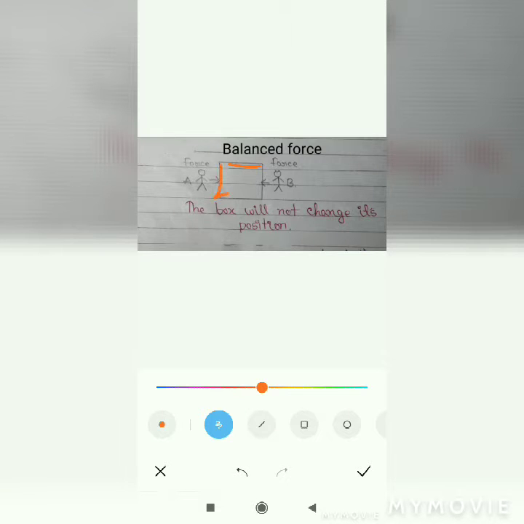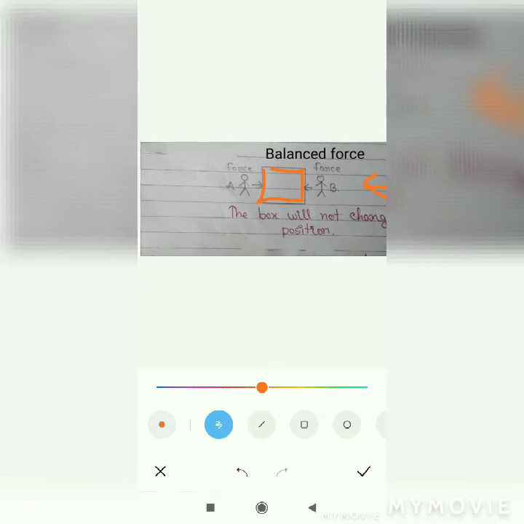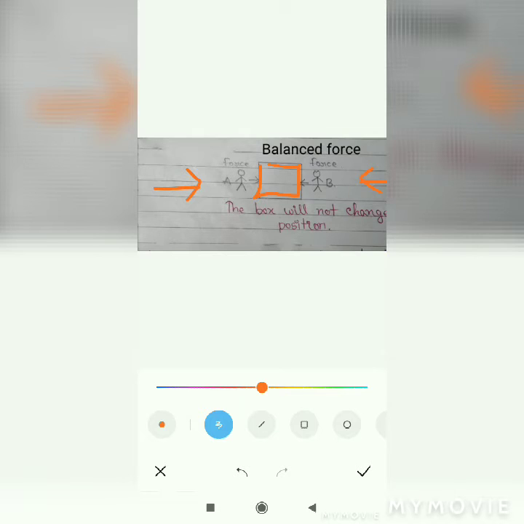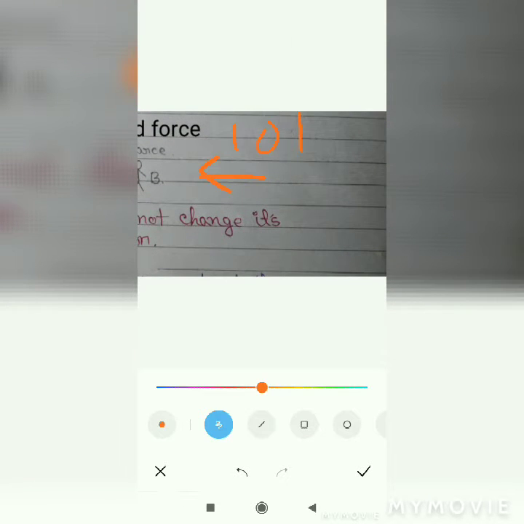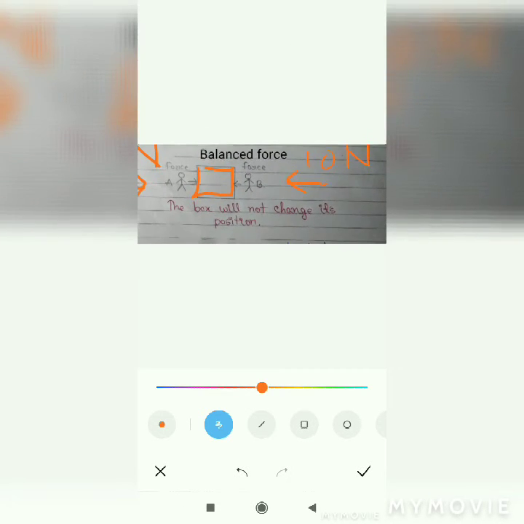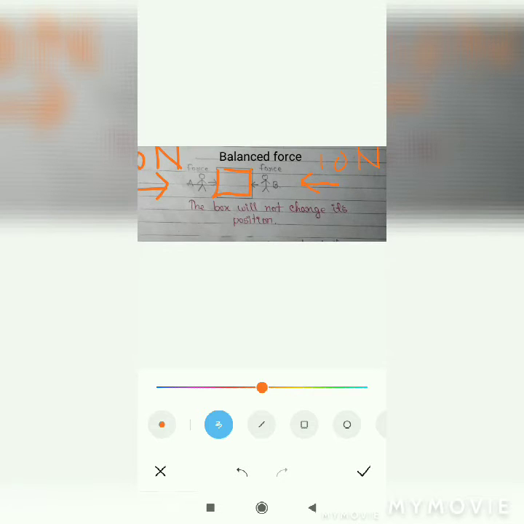First, suppose this is a box, and a girl and a boy are applying force from both the sides. Both the boy and girl are applying the same amount of force, that is 10 Newton and 10 Newton. So we know that the SI unit of force is Newton. So the net force will be 0.